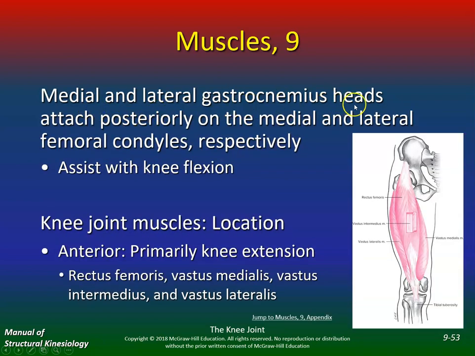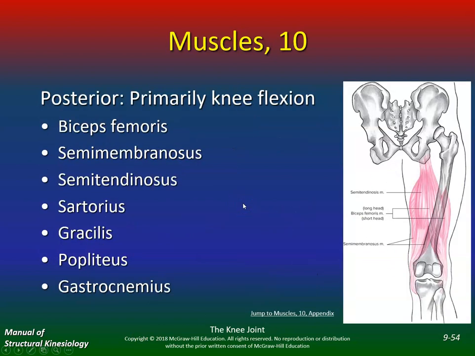The medial and lateral gastroc heads attach posteriorly on the medial and lateral femoral condyles respectively, and assist with knee flexion. The knee joint muscles are located primarily on the anterior side for knee extension: rectus femoris, vastus medialis, vastus intermedius, and vastus lateralis. On the posterior side, what primarily flexes the knee? You've got biceps, semimembranosus, semitendinosus, sartorius, gracilis, popliteus, and gastroc.